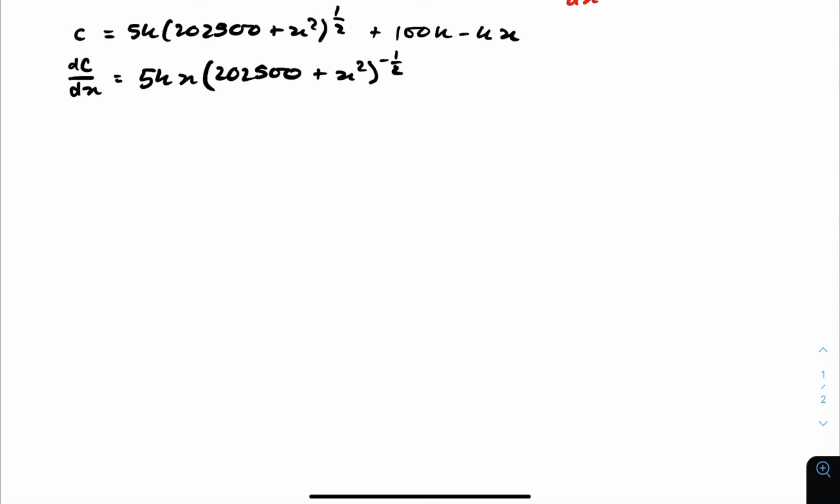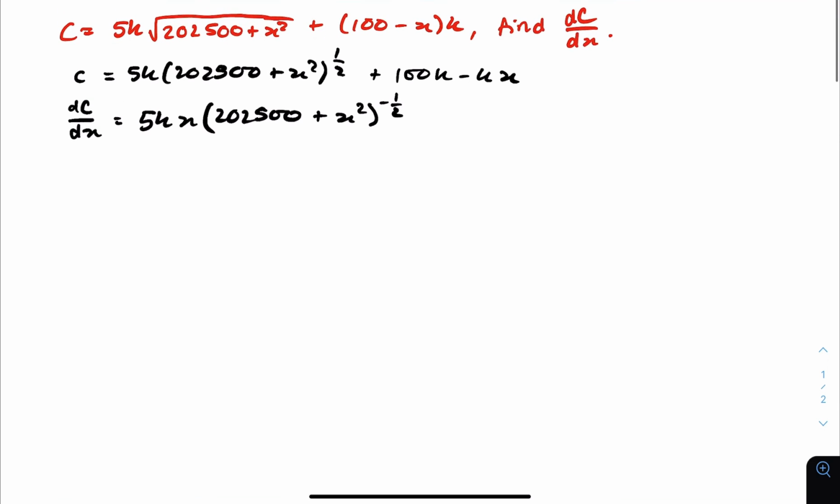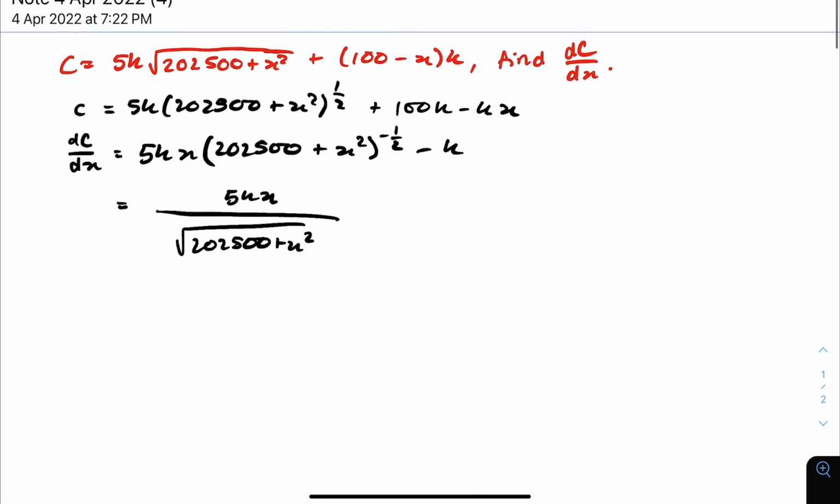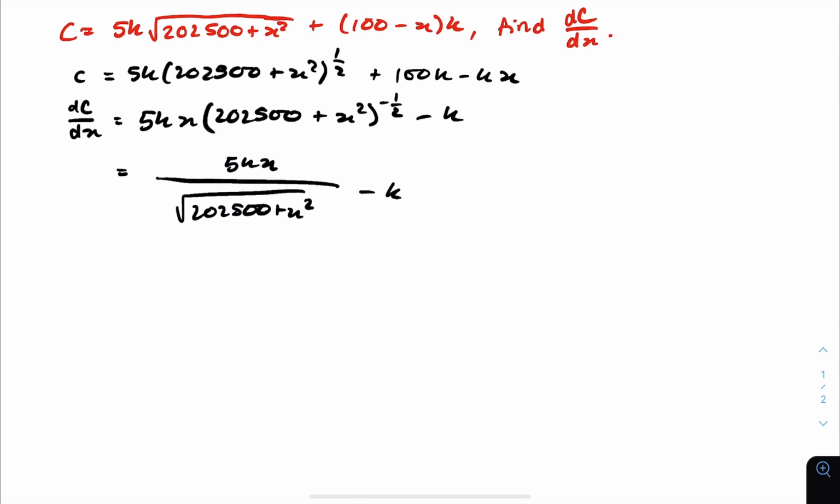Okay. And now for the second part, we know 100k is just a constant since k is a constant. So this just becomes 0. But then negative kx becomes just negative k as the x disappears. So we just simplify this further. We get 5kx over the square root of (202,500 plus x squared), since the negative means that this has to go to the denominator and the half means that it's square rooted, minus k. And that's our derivative.